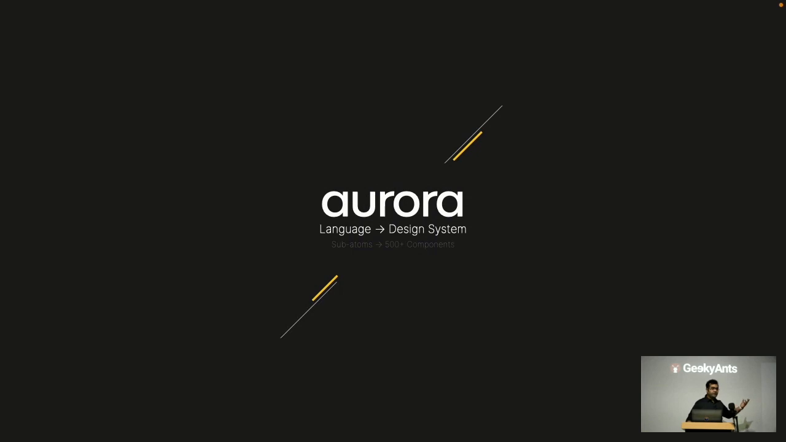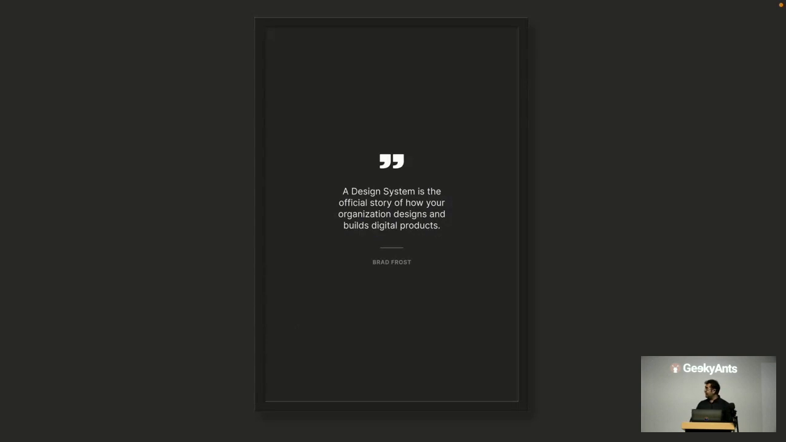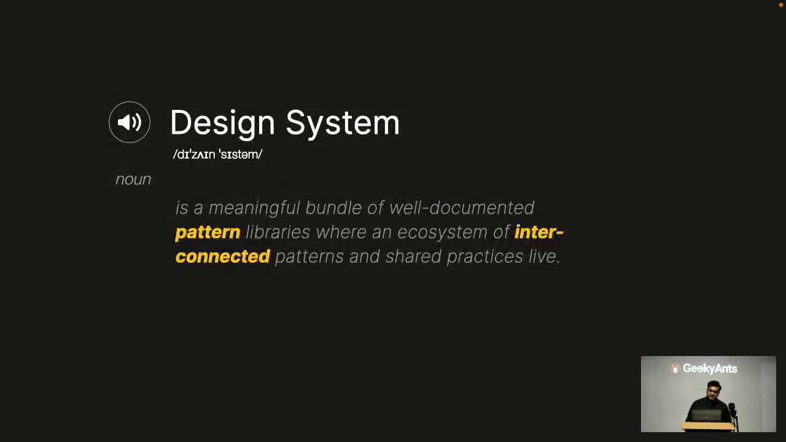So subatoms, or how Brad Frost puts design tokens, in a way of subatoms, which is essentially style guide elements: different colors, what kind of spacings, all of those different elements. That is our language. And from there, we took it to 500+ components and more, of course. Brad Frost was a pioneer in atomic design methodology. So that was the core crux of where we started. He says design system is an official story of how your organization designs and builds digital products, and I very much align with this statement. Looking back, it is how I would define design system.